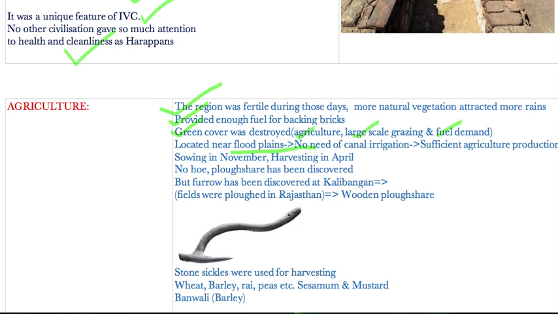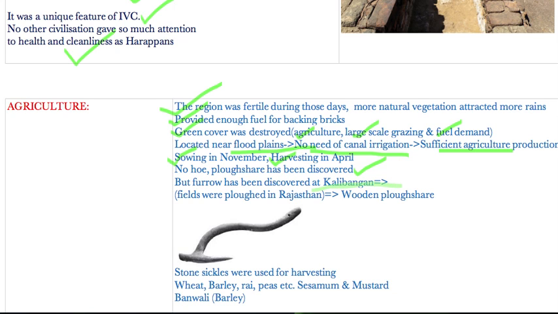the plains of Indus, and that is why there was no need for any canal irrigation system. So sufficient agricultural production was there, and the sowing used to happen in November, and harvesting used to happen during the period of April. But no hoe or plowshare has been discovered. But a furrow has been discovered at Kalibangan. So this is a very important point, you should remember.